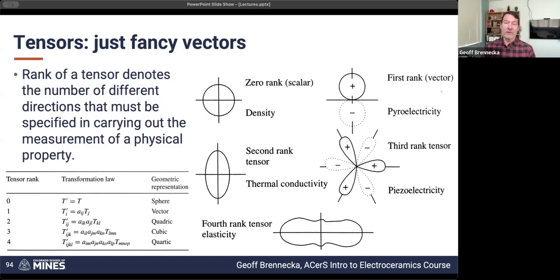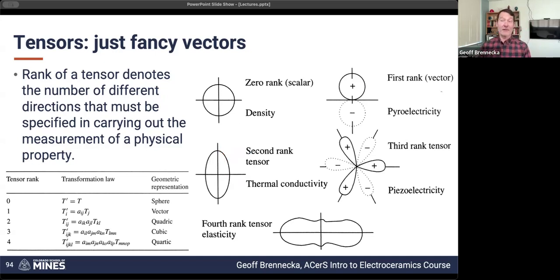Tensors are the same sort of concept. So in fact, a vector is just a first rank tensor. So this is just telling you now we can get more complicated with multiple dimensions. First rank tensor would be the vector. That's just pyroelectricity or velocity. Second rank is now we've got two dimensions that we have to worry about. So we have a magnitude that can change with directionality. The example on here is thermal conductivity, where maybe it's really large along this direction of the crystal and a little bit smaller along that direction, these sorts of things.